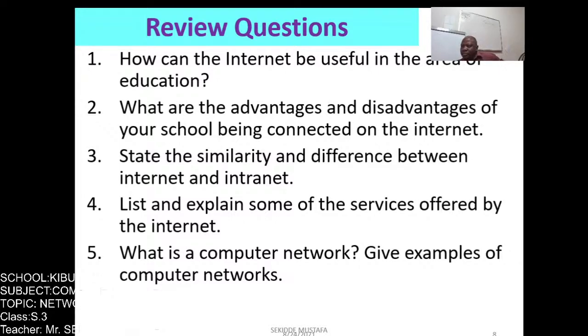Then, what is a computer network? Give examples of computer networks. That is the last question there.